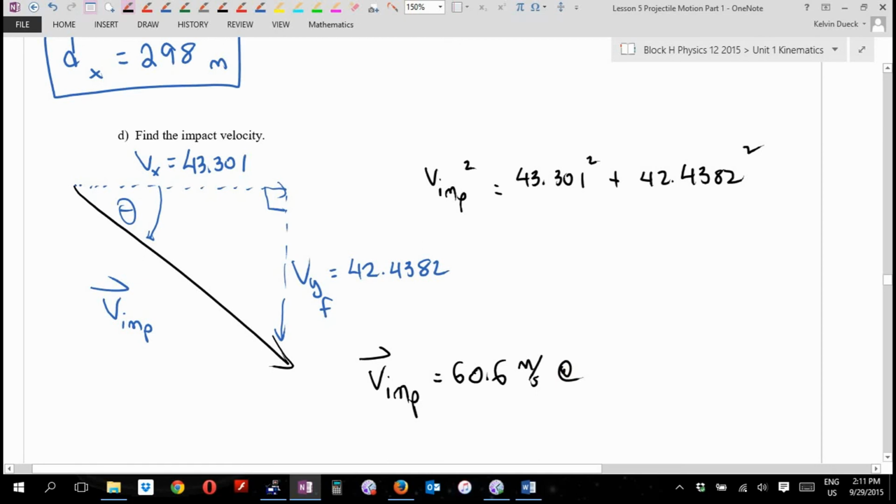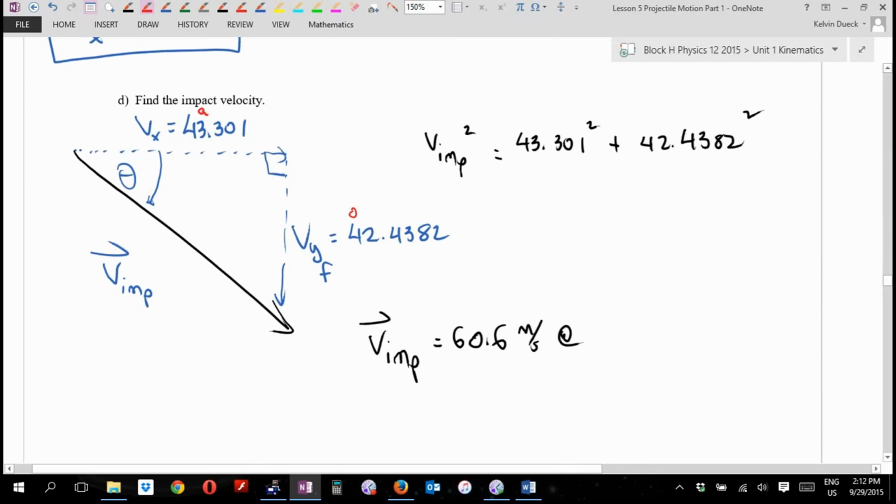Because they said impact velocity, not impact speed. And impact velocity means vector: magnitude and direction. This Vy final, is it opposite, adjacent, or hypotenuse? Opposite. This Vx, adjacent. Which trig function? Tan? Really?